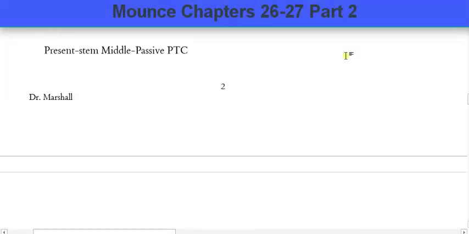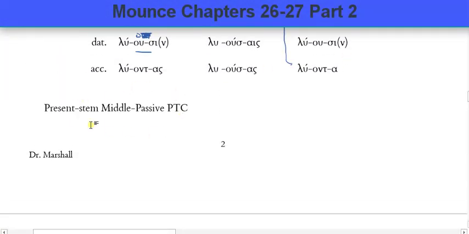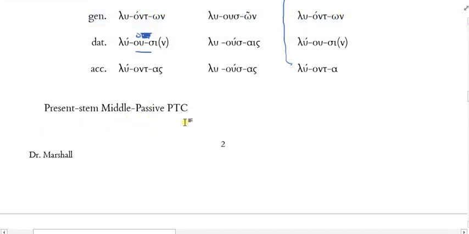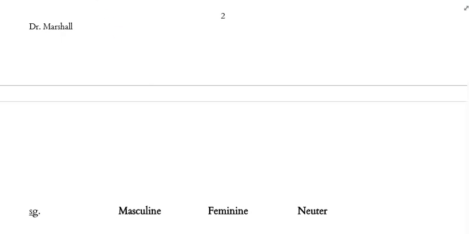Let's go to the bottom of page 2, which is just introducing the fact that what you're going to see next is the present stem middle passive participle. So this is the middle passive participle using the present stem. Which stem is that? How would you know which stem it is? It's your lexical form. It's also the first principal part in your principal parts list. Okay, that's the present stem.